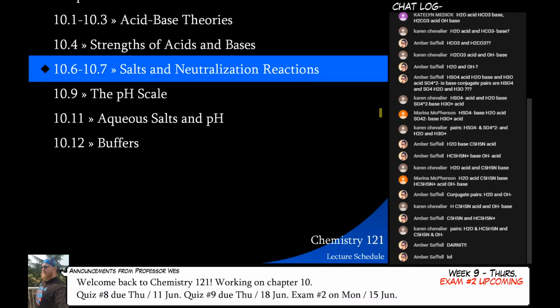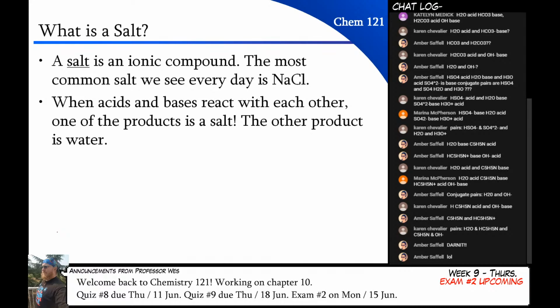So in this section, we're going to define what a salt is. And then we're going to show how acids and bases react with each other to form water and salt. So a salt is any ionic compound that forms from an acid-base reaction, and the most common one that you see is table salt, NaCl. The formation of table salt occurs when you take sodium hydroxide and hydrochloric acid, like this.